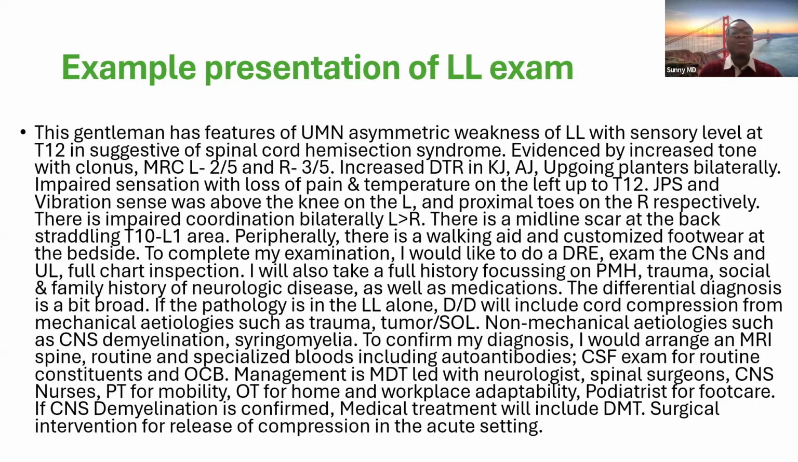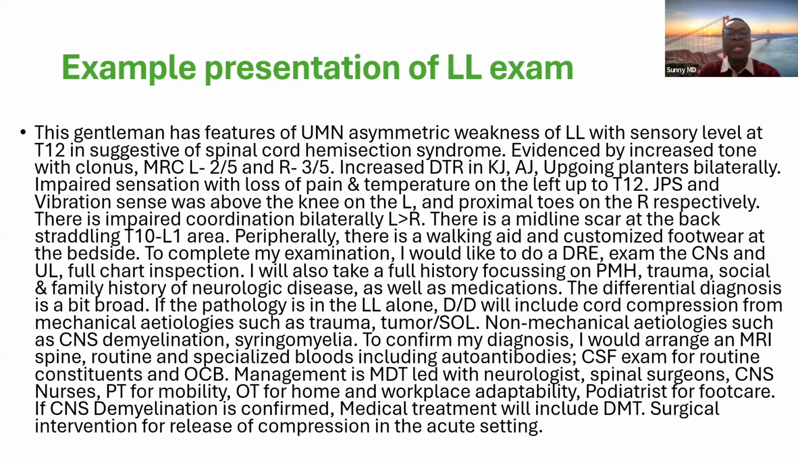So this gentleman has features of upper motor neuron, asymmetric weakness of the lower limb with a sensory level at T12, which is in keeping with the spinal cord hemisection syndrome, otherwise known as Brown-Sequard syndrome. The evidence for this is increased tone with clonus. He has MRC grade 2/5 power on the left side and 3/5 on the right. There are increased deep tendon reflexes in knee jerks and ankle jerks. Plantars are also upgoing bilaterally.